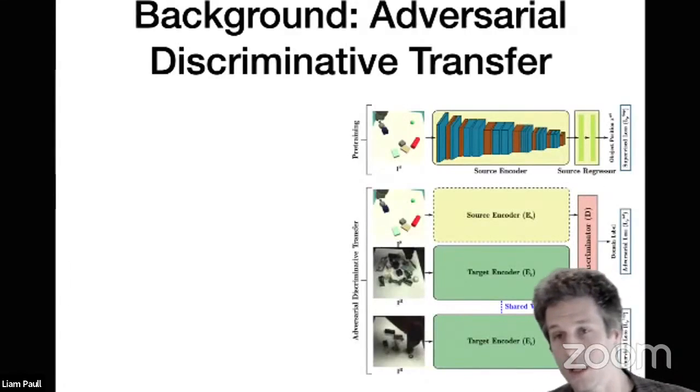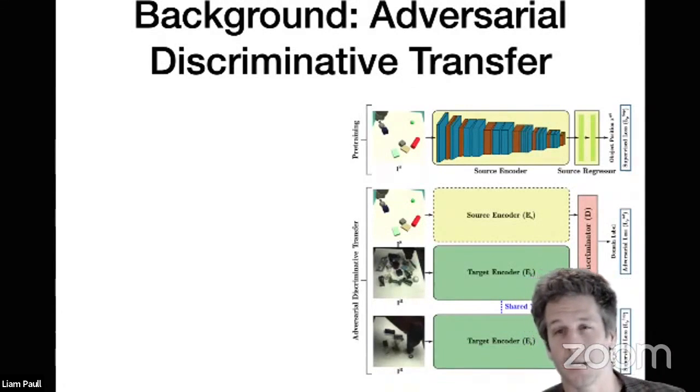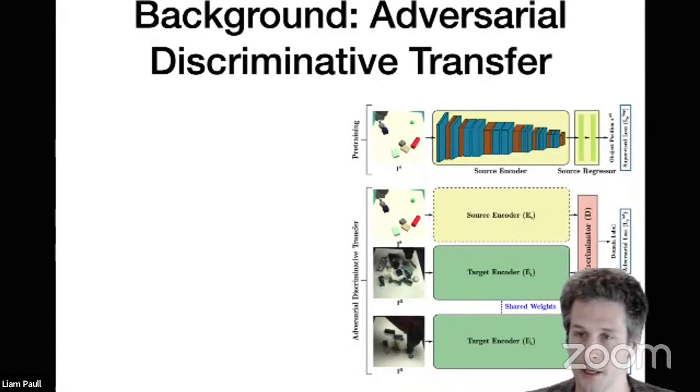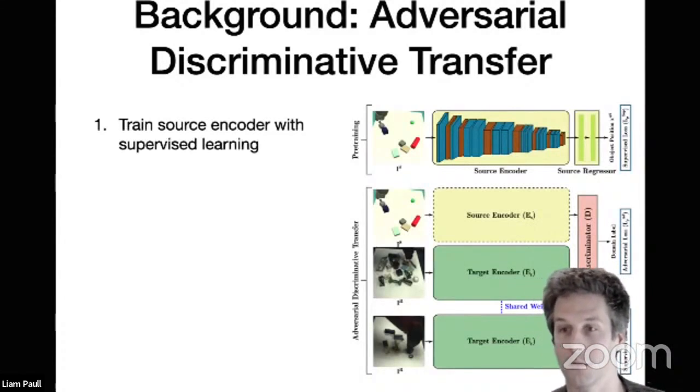So we're going to borrow some ideas, and I'm going to cover these background ideas first. The first idea is so-called adversarial discriminative transfer. The idea here is that the first thing we're going to do is train a source encoder with supervised learning.